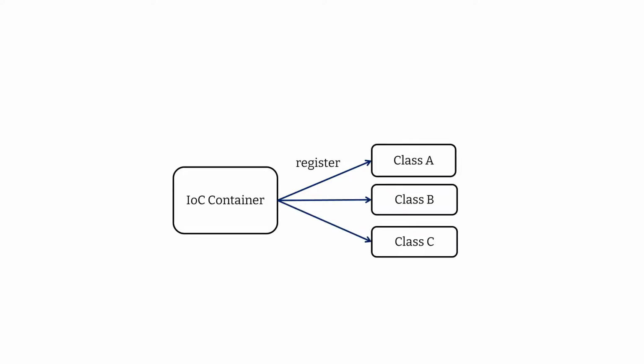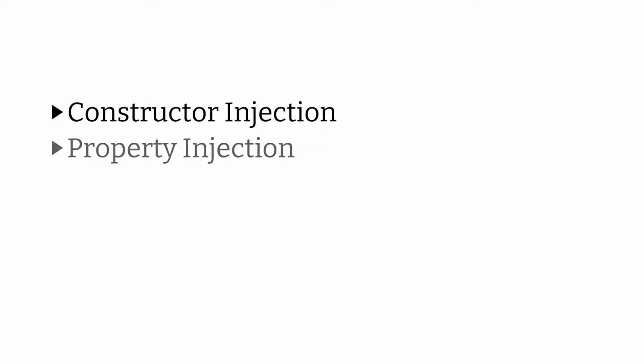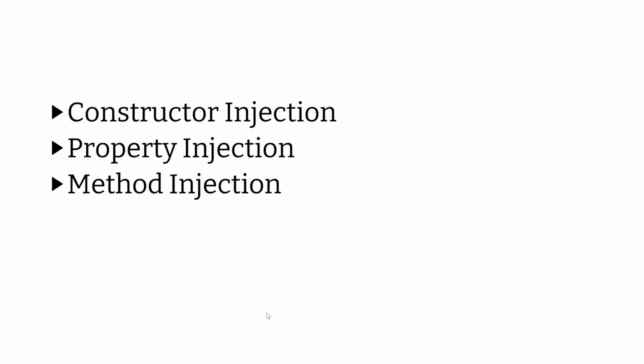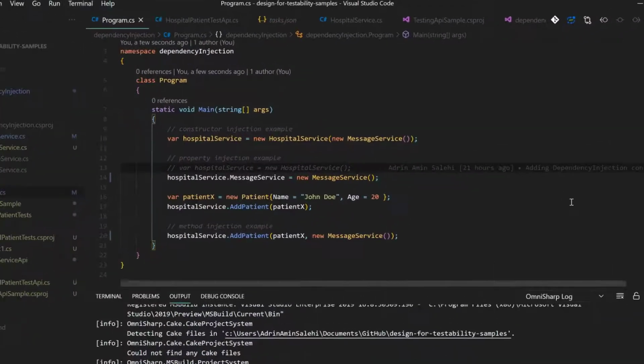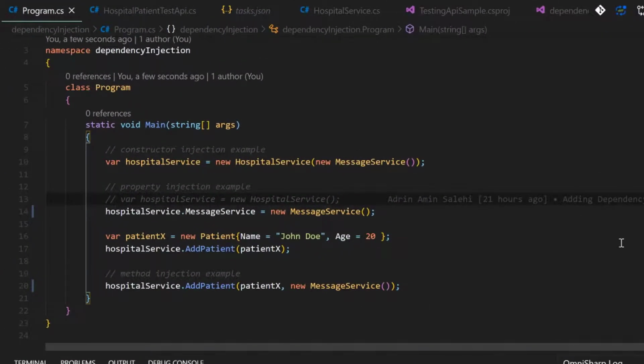There are 3 types of dependency injection. First, the constructor injection. Second, the property injection. And third, the method injection. I'm now going to show you examples of all 3 types of dependency injection. Just for letting you know, for this demo I'm using the C# programming language and Visual Studio Code as my editor. Alright, let's start with the dependency injection demo.